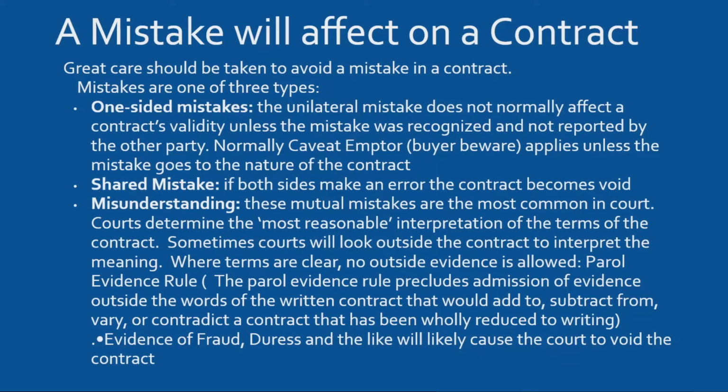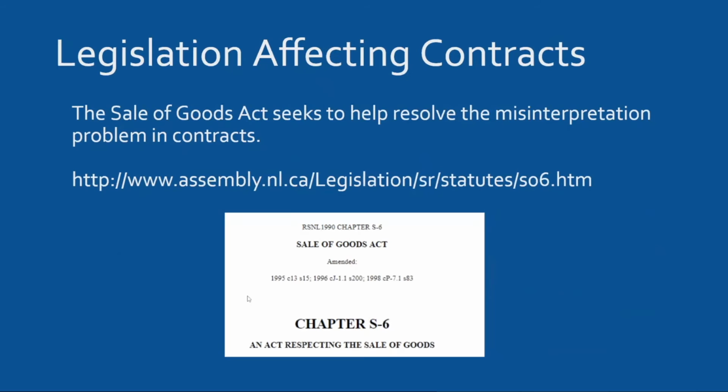Sometimes courts will look outside the contract to interpret the meaning. So where terms are clear, no outside evidence is allowed. However, if not clear, you can bring in evidence, called the parol evidence rule. You can bring in evidence that supports a way of thinking, I'll call it. There is legislation affecting contract. It's called sale of goods, and it deals specifically with hard products. So products as opposed to services.